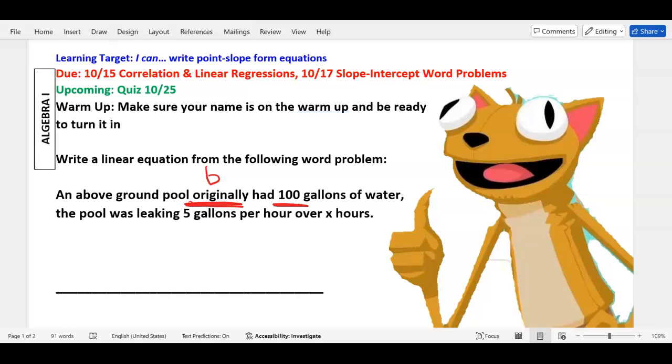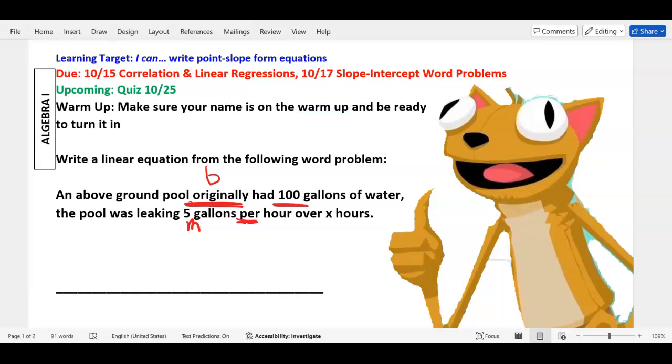Now, how do I know 5 is the M? It says gallons per hour. So since we see a changing word, we know that's slope, right? Slope is changing. Y-intercept is not changing. We got M, we got B.